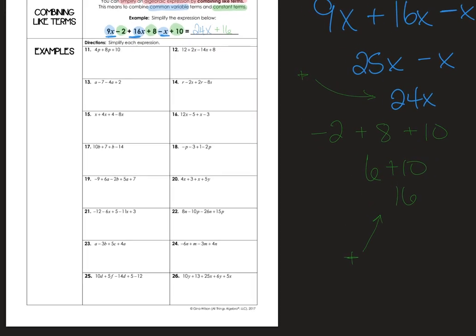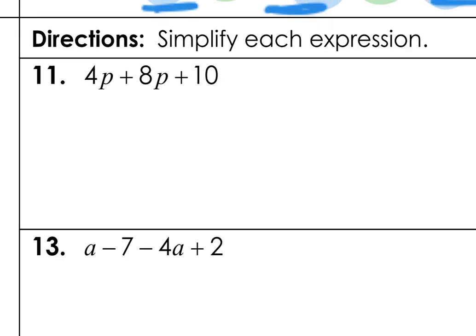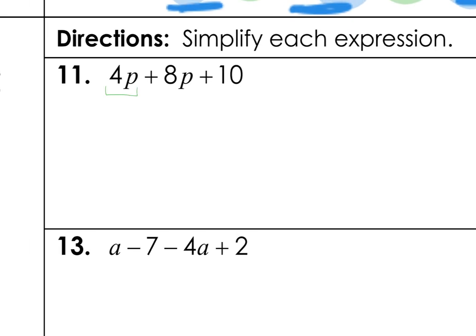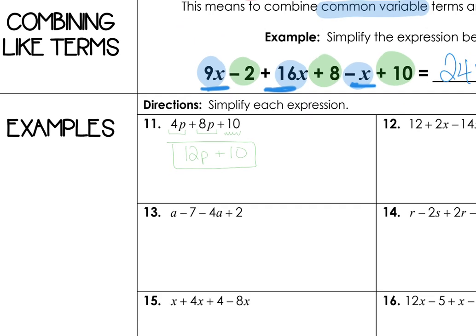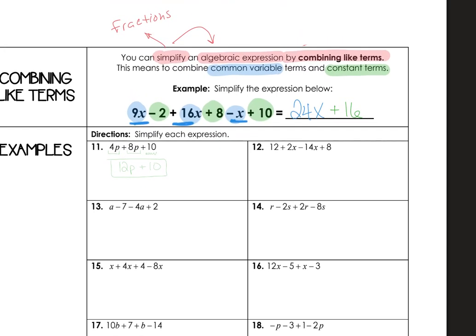So there we go. Now let's simplify each of these expressions. I'm pretty much going to do a handful of these, but I really want you to get the practice. So here we go. We have 4p, oops, switch to the pen, 4p plus 8p, that's 12p. That 10 is a constant term. He's got no other like terms. We're done.